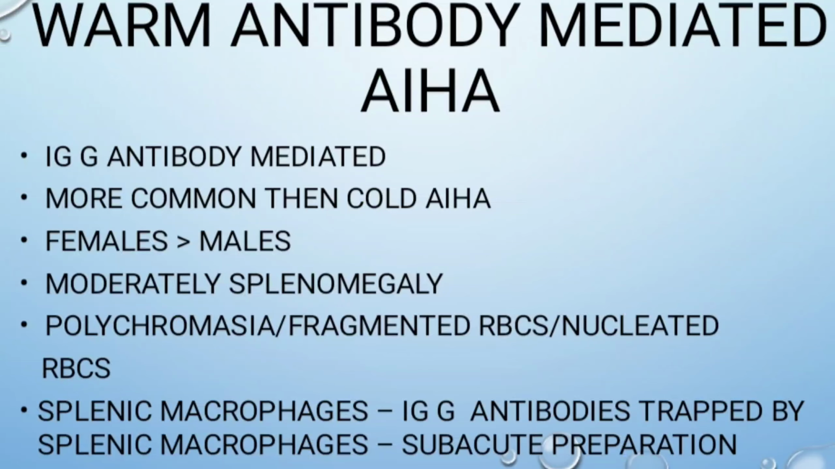We often see the warm type of autoimmune hemolytic anemia as the most common. Warm antibody mediated autoimmune hemolytic anemia is IgG antibody mediated. This warm condition is more common than the cold AIHA. This condition is more commonly seen in females than in males.